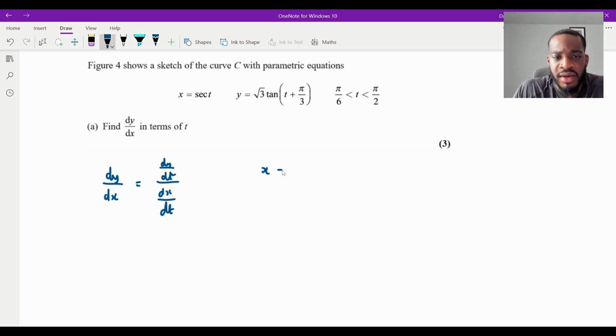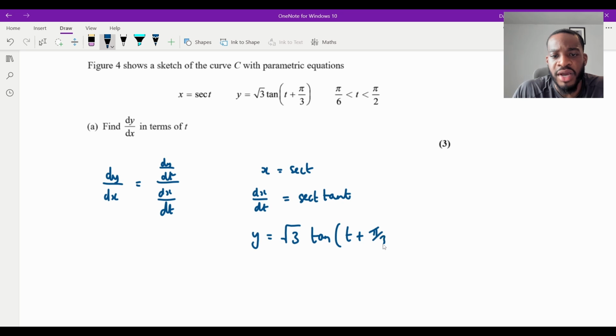So x is equal to sec t. Sec differentiates to sec tan, doesn't it? So that will be dx/dt, so sec t tan t, like that. And then y is equal to root 3 tan(t plus pi over 3).